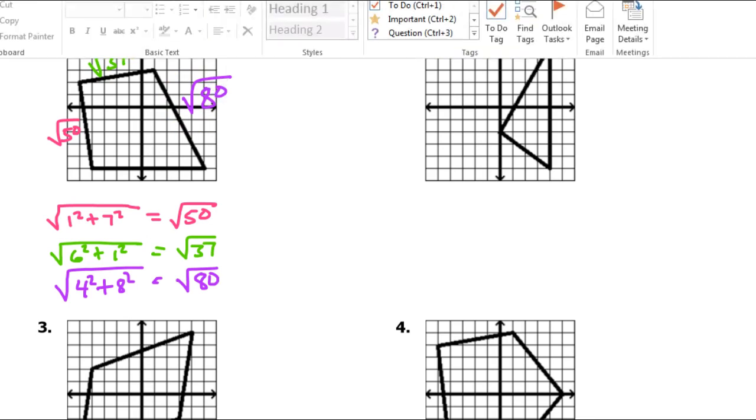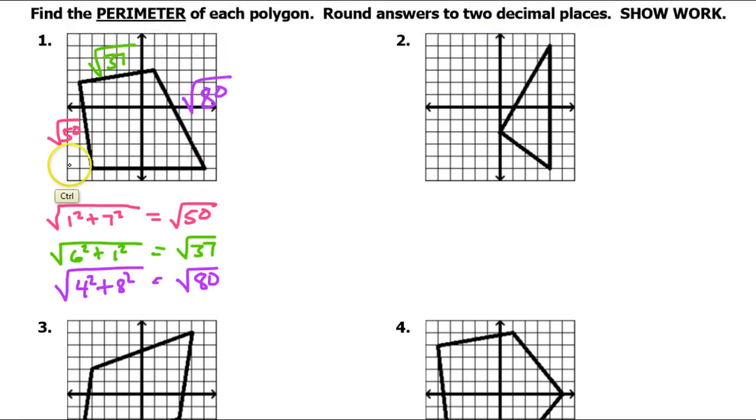All right, and then finally, I have this length at the bottom, but because that's horizontal, I can just count the squares. So that's going to be 9. Okay, so I'm just going to put 9 at the end of here. So the perimeter is going to be what I get if I add all of these up.